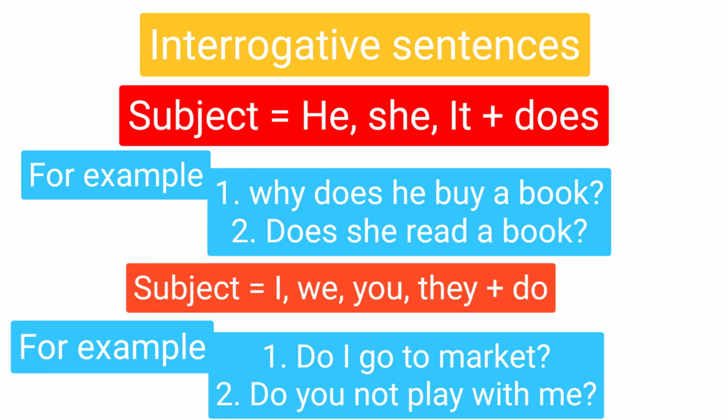If the subject is he, she, or it, then we have to use does with them. For example, why does he buy a book? Does she read a book?